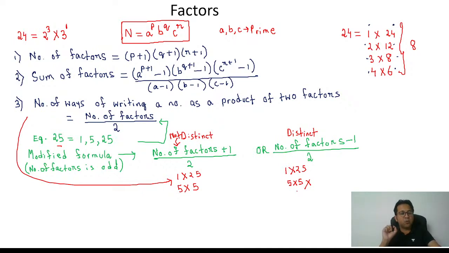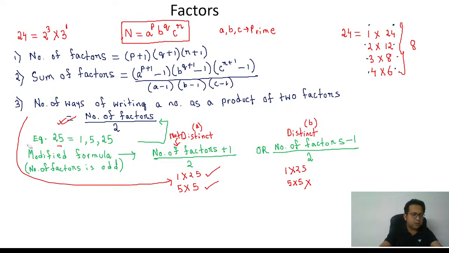But if they do not use the word distinct, you are going to count even 5 into 5. So how many ways can you express 25 as a product of two factors? 1 into 25, 5 into 5. 2 ways. Again, if they do not use the word distinct, use the first formula A. If they use the word distinct, use formula B. That is when the number of factors is odd. If the number of factors is even, then it is very easy: you have the direct formula, number of factors divided by 2. I'm looking at YouTube comments. If you have a doubt, please ask.